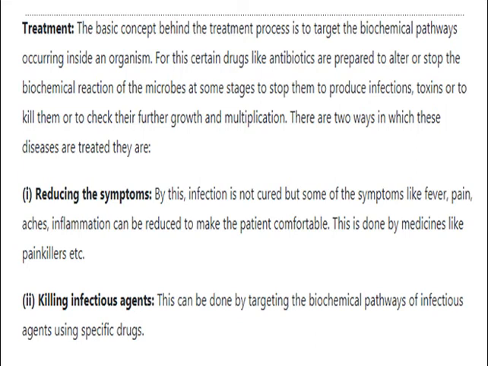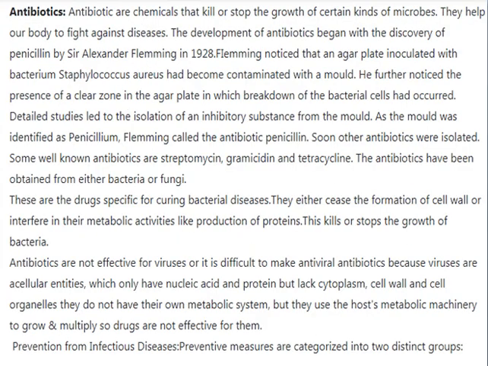So these are the two ways in which the disease can be treated. That is reducing the symptoms, killing the infectious agents. Then, as we already learned, antibiotics. These antibiotics were identified or discovered by Sir Alexander Fleming. So the first antibiotic discovered was penicillin, from a fungi species, that is Penicillium chrysogenum.